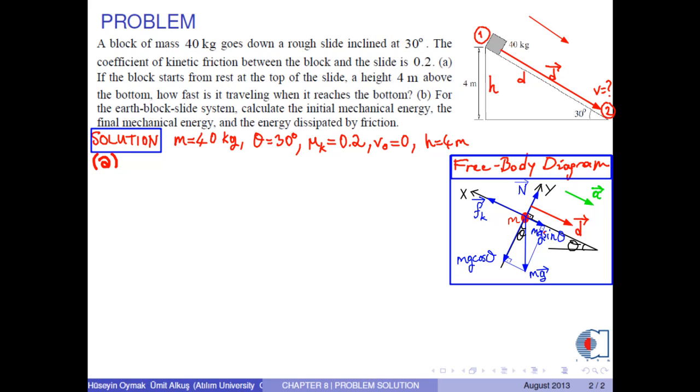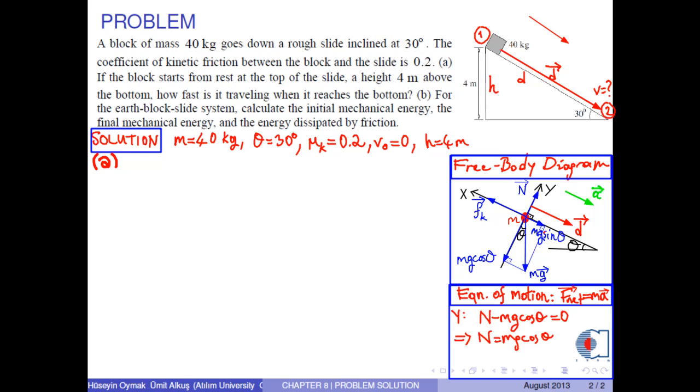Now, before solving the problem, let us find an expression for the kinetic frictional force. Since there is no motion along the y-axis, the magnitude of n becomes m times g times cosine theta. The magnitude of the kinetic frictional force is mu k times n, where mu k is the coefficient of kinetic friction and n is the magnitude of the normal force. So we obtain mu k times m times g times cosine theta. Okay, that's all about the free body diagram. Let us solve the problem.